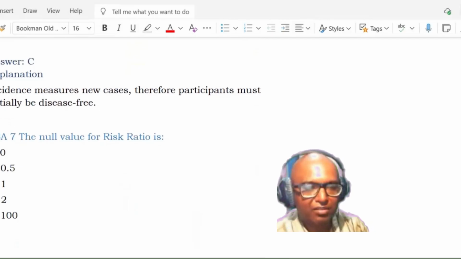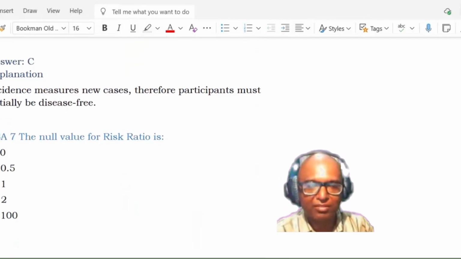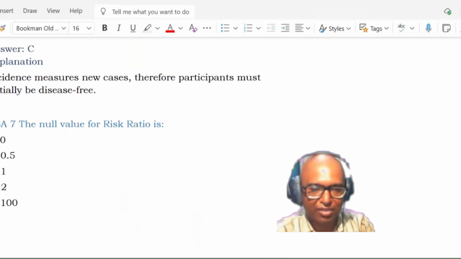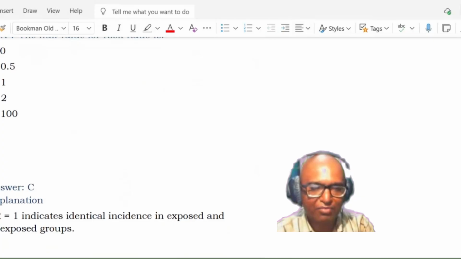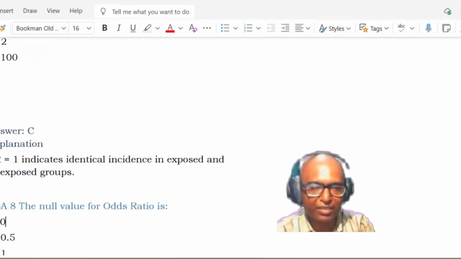Next. Question number 7. A null value for risk ratio is A. 0, B. 0.5, C. 1, D. 2, and E. 100. So the answer is C, 1. Yes, the null value for risk ratio will be 1. RR of 1 indicates identical incidence in the exposed and unexposed group.